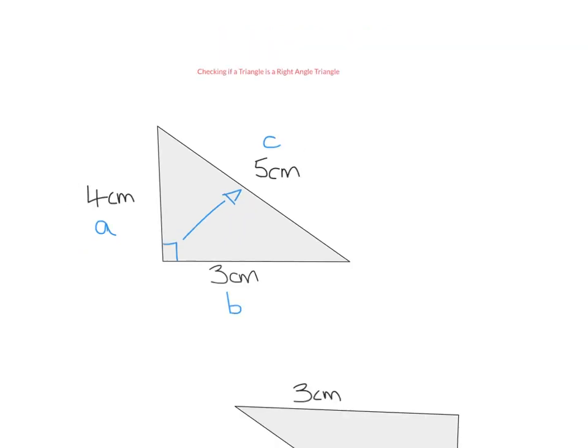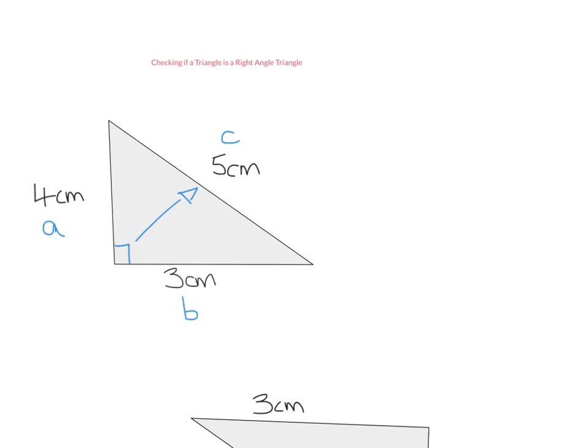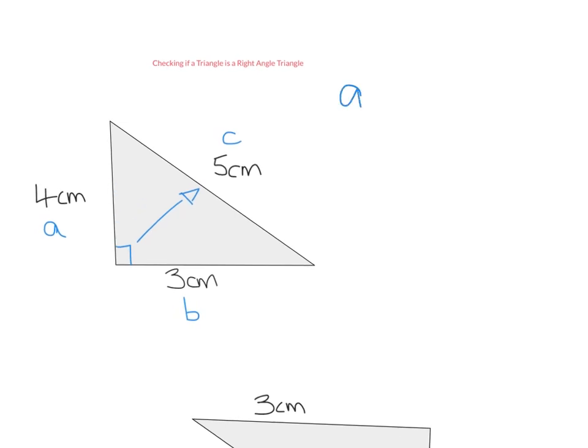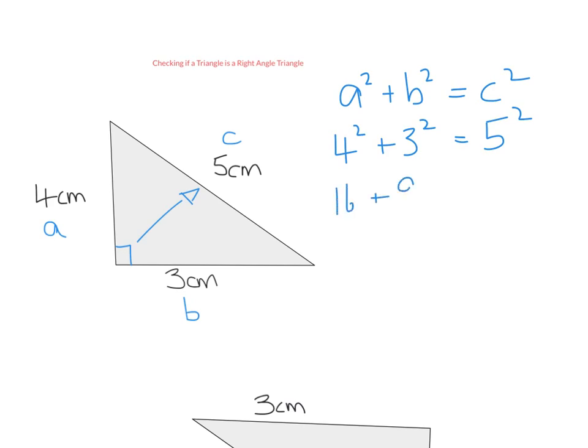Okay, so I'm just going to put all three lengths into the equation. So a squared plus b squared equals c squared. So if a is 4, 4 squared, if b is 3, 3 squared, and if c is 5, 5 squared. Okay, well 4 squared is 16, 3 squared is 9, and 5 squared is 25.